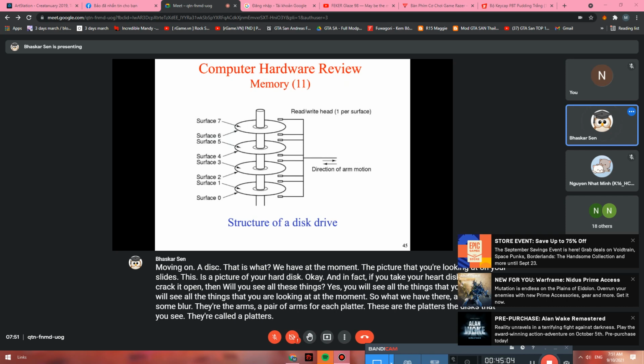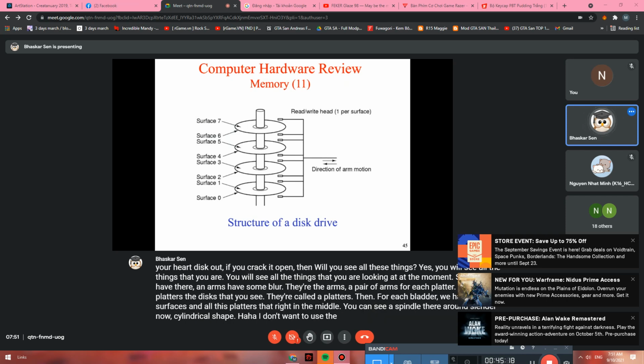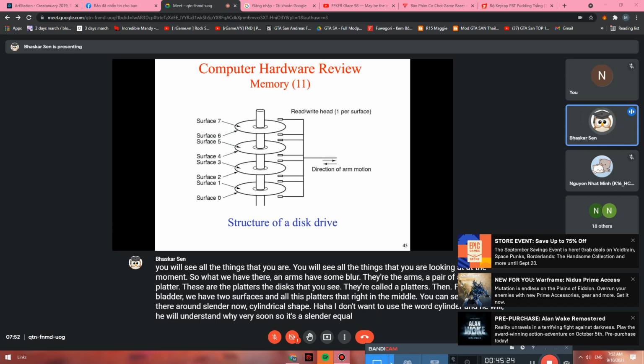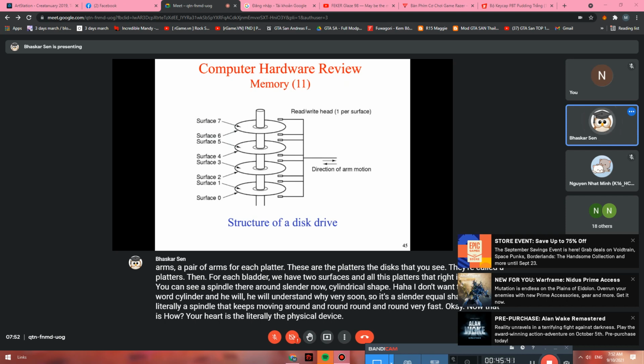And then for each platter, we have two surfaces. And all these platters are right in the middle. You can see a spindle there, a cylindrical shape. I don't want to use the word cylinder, and you will understand why very soon. So it's a cylindrical shape that is literally a spindle that keeps moving round and round very fast. That is how your hard disk, literally the physical device, works, and that's what you will find if you crack it open.